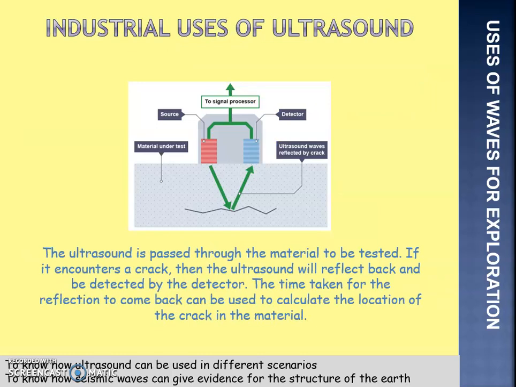We also have an industrial use of ultrasound. We can use it to detect cracks inside metals. So the ultrasounds pass through the material to be tested, and if it encounters a crack, the ultrasound will reflect back and be detected by the detector. The time taken for that reflection to come back can be used to calculate the location of the crack in the material. So again, it means we won't use materials that are damaged, we won't use metals for pipes which would then be under some stress and maybe break.